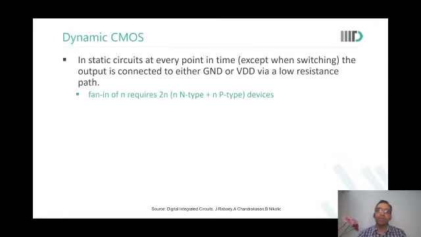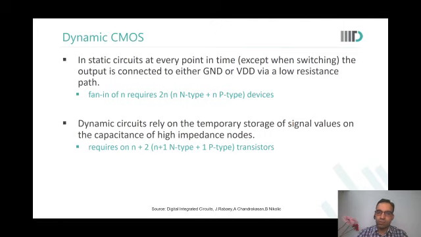Let us look at it like this. In static circuits, what were we doing? At every point of time, except in switching, the output is connected to either VDD or ground via a low resistance path, because there is a pull-up stack and a pull-down stack. In dynamic logic, the output may actually be connected or be left floating. So you are depending on storage of output on some capacitance.